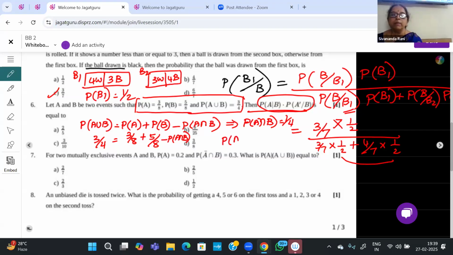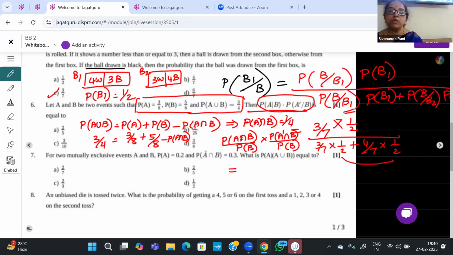What is P of A given B? That's nothing but P of A intersection B by P of B, correct? And P of A dash given B is P of A dash intersection B by P of B. Is there any way we can say that they are independent? Then we can make use of it. No, I'm tempted to use it, but they're not independent, obviously, because P of A intersection B is not P of A into P of B, right? So I can't use the independence.